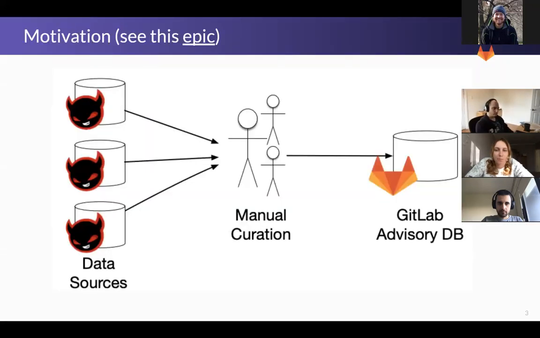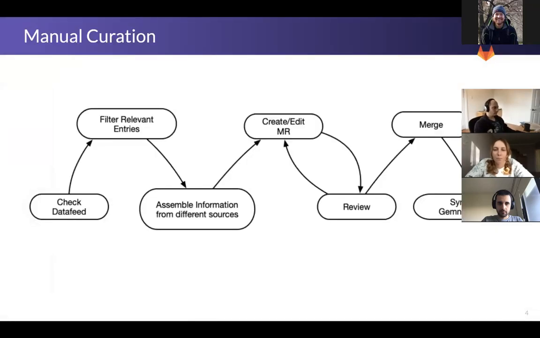But today is about the GitLab advisory database, and at the moment, the curation, by which I mean addition or modification of advisories in the database, is a manual process largely. We have different data sources, at the moment mostly NVD. The preparation of the advisories is a manual step, and then at a certain point they get published. So this is more or less the workflow.